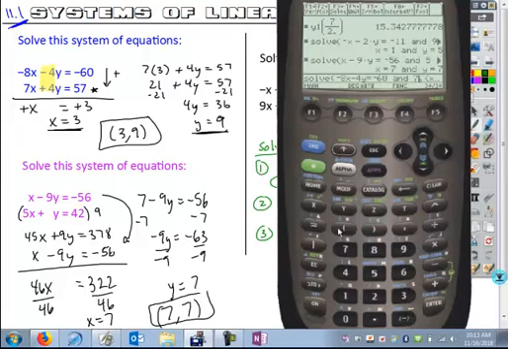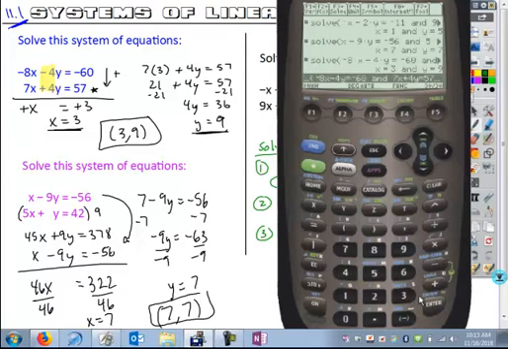I can write my second equation, 7x plus 4y equals 57. Hit enter, and I have my solution 3, 9.